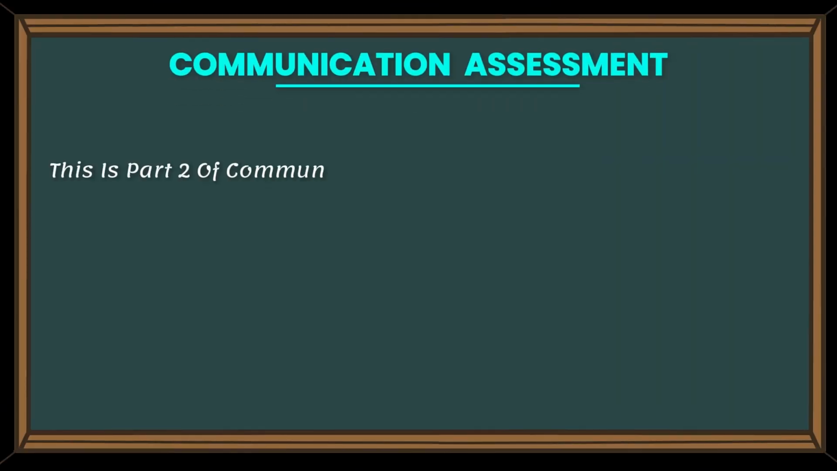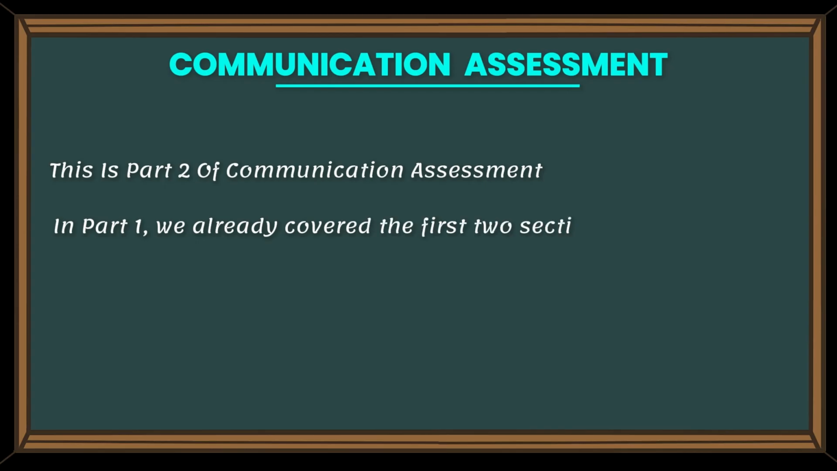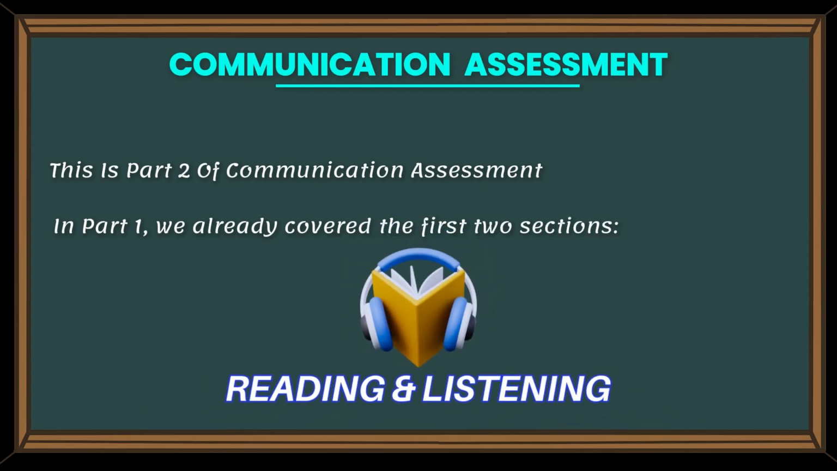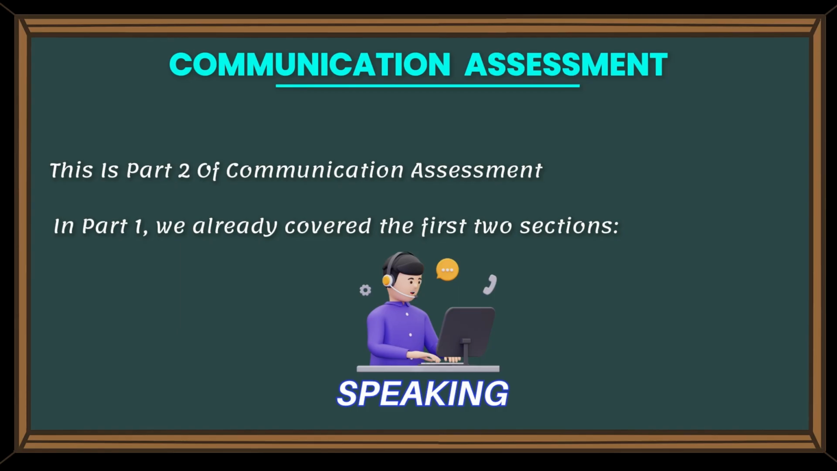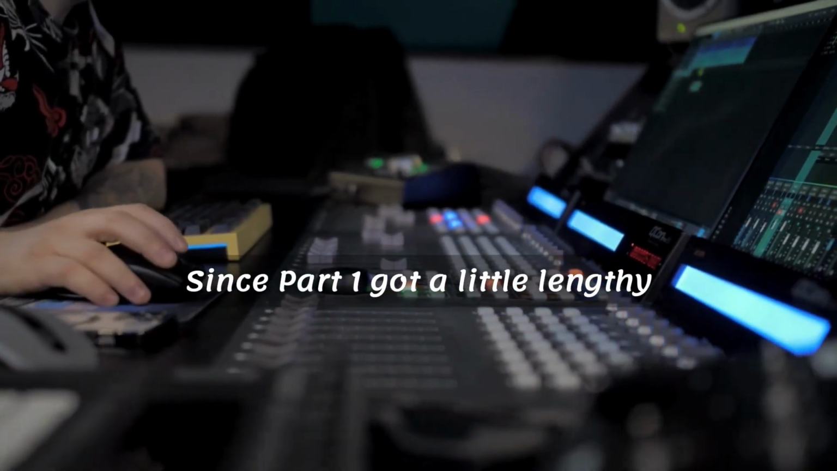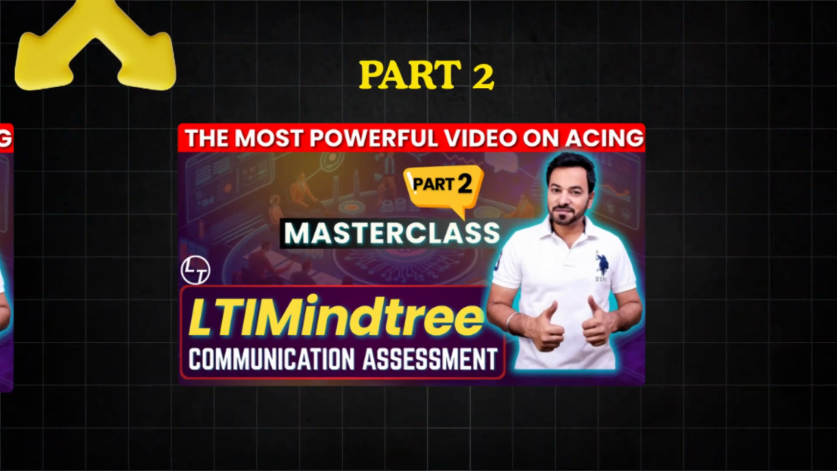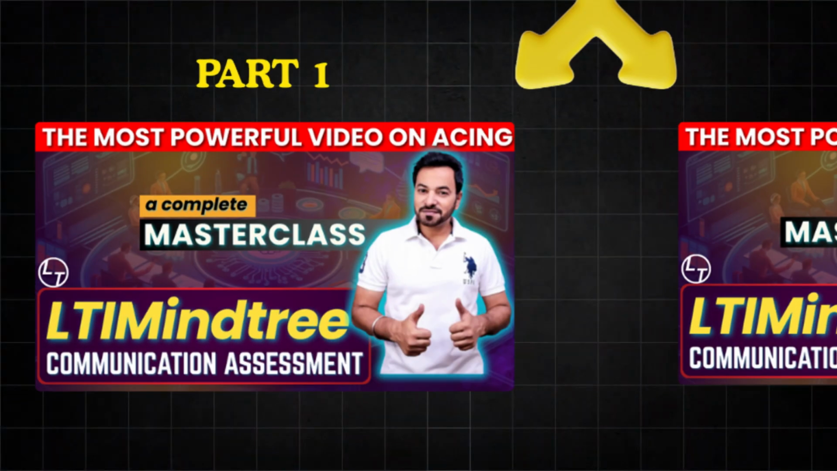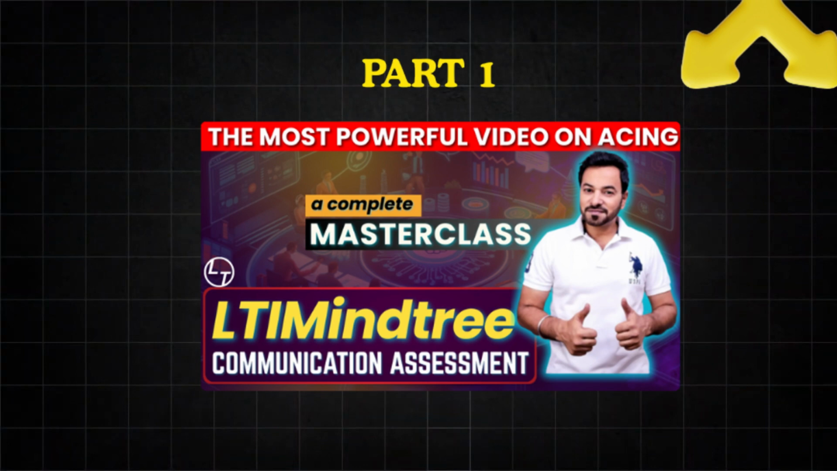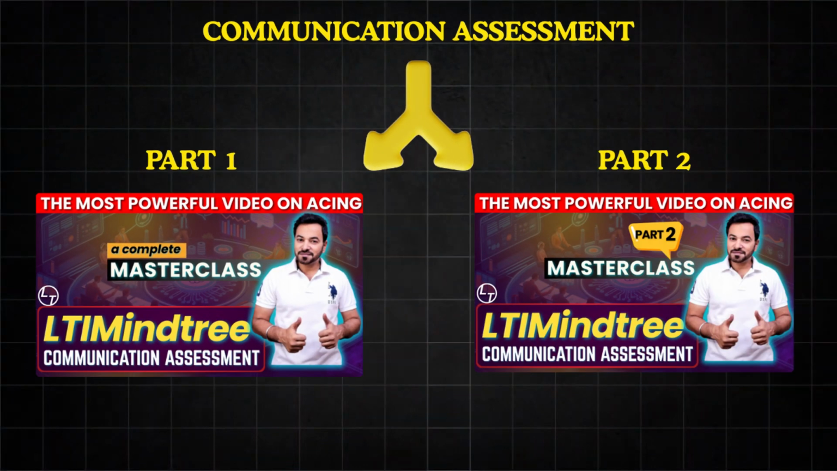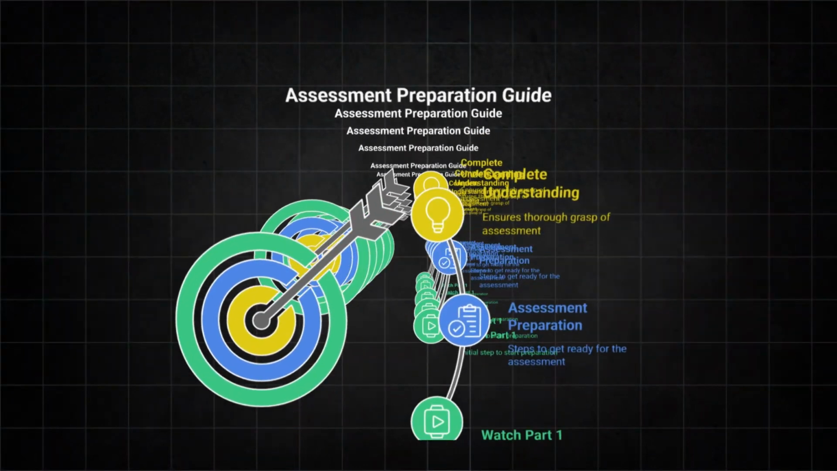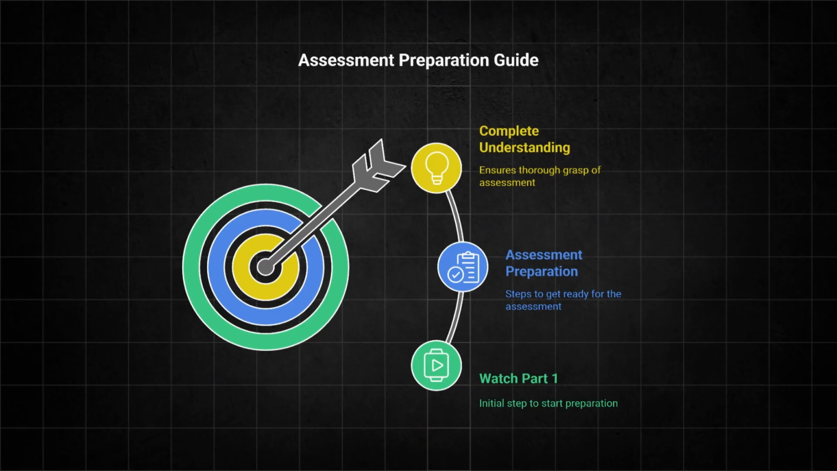Before we take a look at the first part of this video, which is Section C, grammar, let me tell you that this is part 2 of the communication assessment. In part 1, we have already covered the briefing for the first two sections, reading and listening, and speaking. Since part 1 got a little lengthy, I decided to split the video into two parts. If you haven't watched part 1 yet, I would highly recommend that after watching this video, you should definitely watch part 1 to get a complete understanding of the assessment and ensure you're fully prepared.